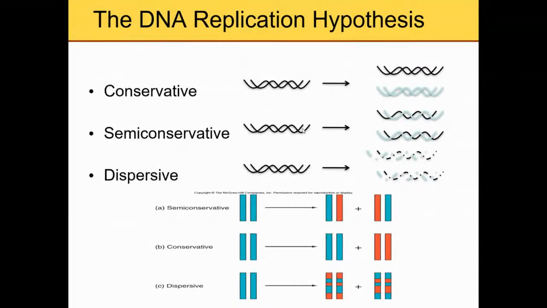In the early days, there were several different hypotheses. First, the conservative hypothesis, which means after replication, the original parental DNA still remains a double helix, and the newly synthesized DNA forms a double helix by itself. That's conservative replication. Semi-conservative replication means after replication, each double helix is a hybrid of the newly synthesized DNA strand and the parental strand. And dispersive means the newly synthesized DNA fragments and the parental fragments are randomly mixed together.